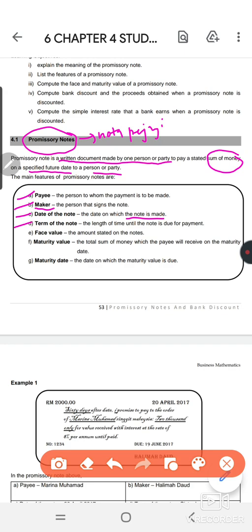Term of the note maksudnya tempoh masa sehingga due for payment, sehingga tarikh pembayaran. Face value, the amount stated on the note. Maknanya nilai yang terdapat dalam nota perjanjian tu. Maturity value, the total sum of money which the payee will receive on the maturity date, maknanya jumlah wang yang penerima tu akan terima pada tarikh matang. And then last one, maturity date, maknanya tarikh matang, the date on which the maturity value is due. Okay, so this one untuk promissory notes.